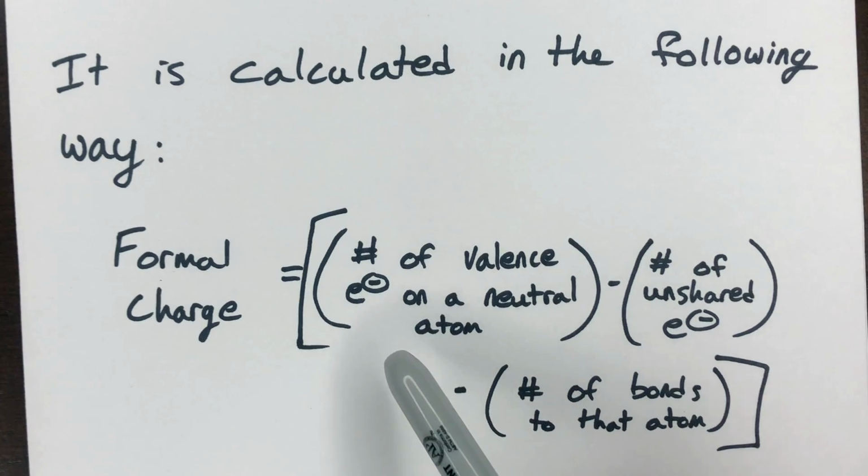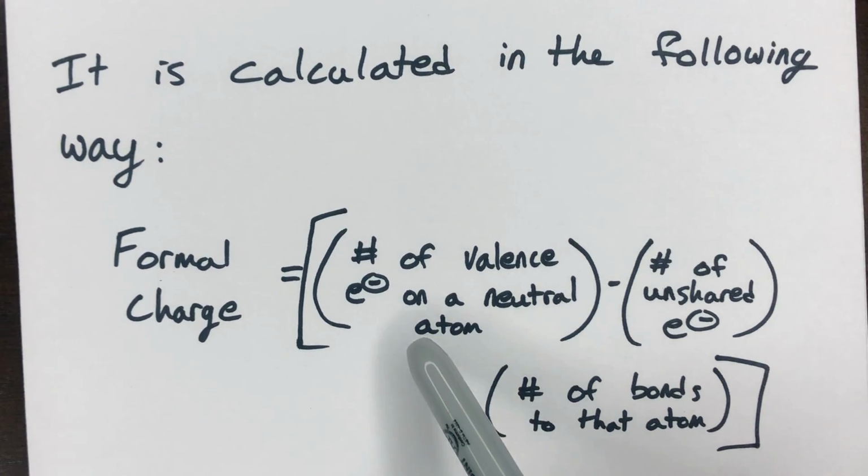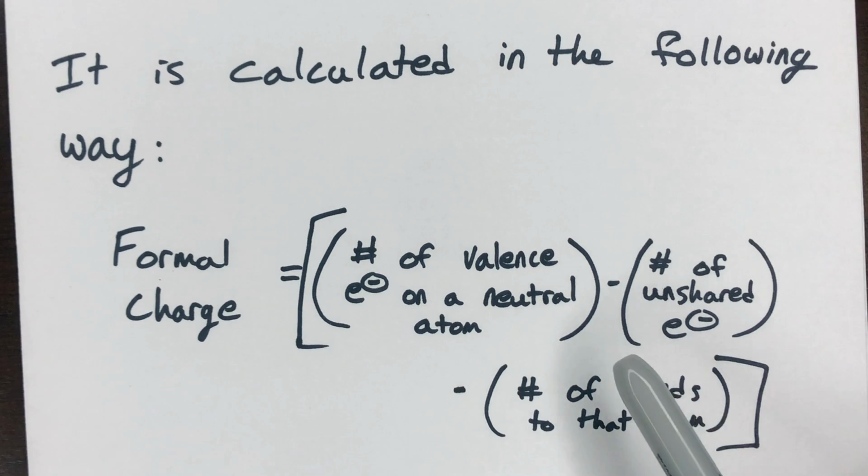So formal charge is an assignment on an atom. The first thing you have to identify is the number of valence electrons on a neutral atom for that particular element. If you consider something like oxygen, you would look at your periodic table, you would see that it's in group 16, so the valence electrons would be 6 for a neutral oxygen. So that's what goes here in this first parentheses. Then you subtract the number of unshared electrons on that atom. That would be lone pairs. If you have one lone pair, that would be 2 electrons that are unshared. If you had 2 lone pairs, that would be 4 electrons that are unshared.